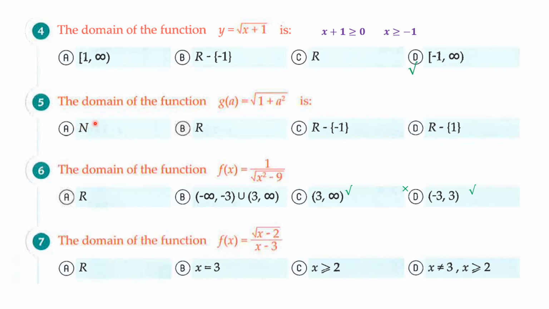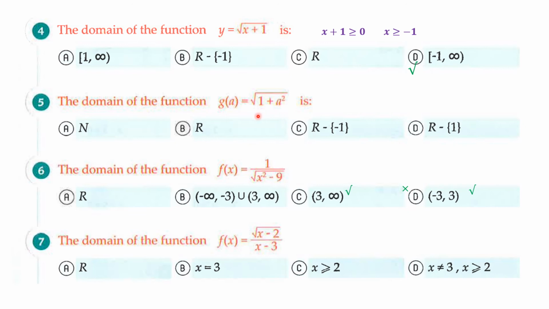Number 5. The domain of the function g of a equals 1 over root of 1 plus a squared is what? What do you think? Replacing any number over here, and it's an a squared, and I have 1 plus. Which numbers would I replace that would give me an error in this function?